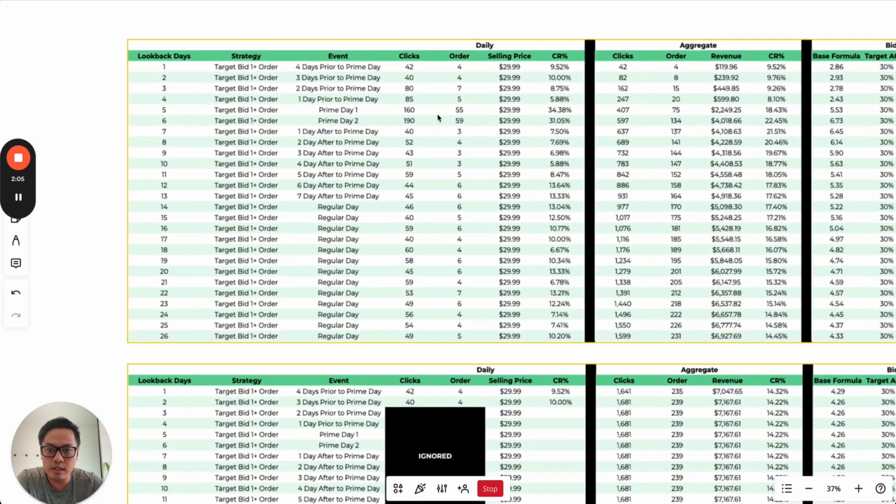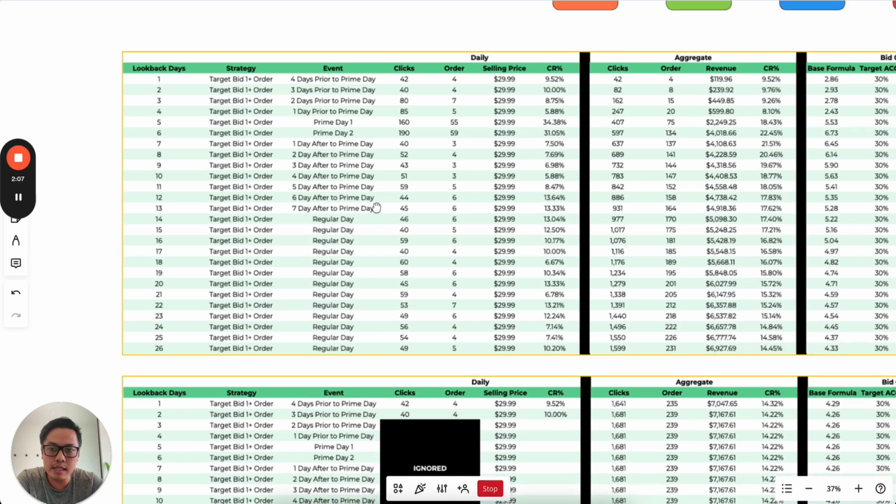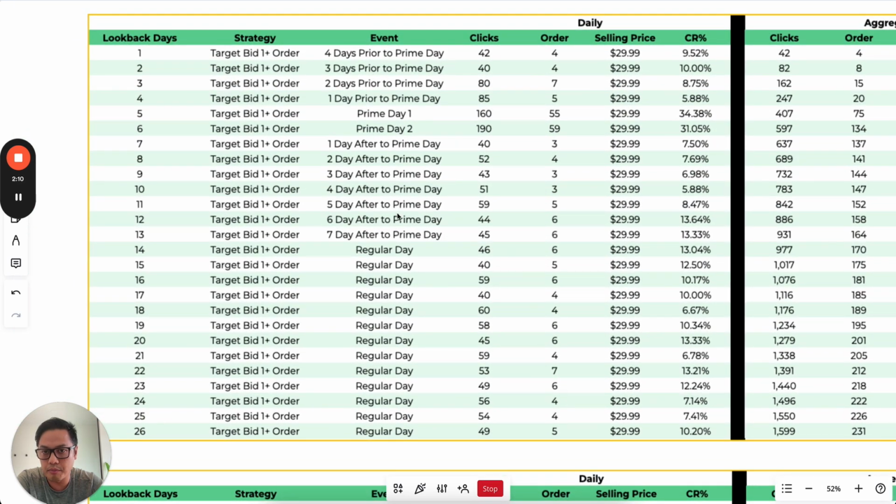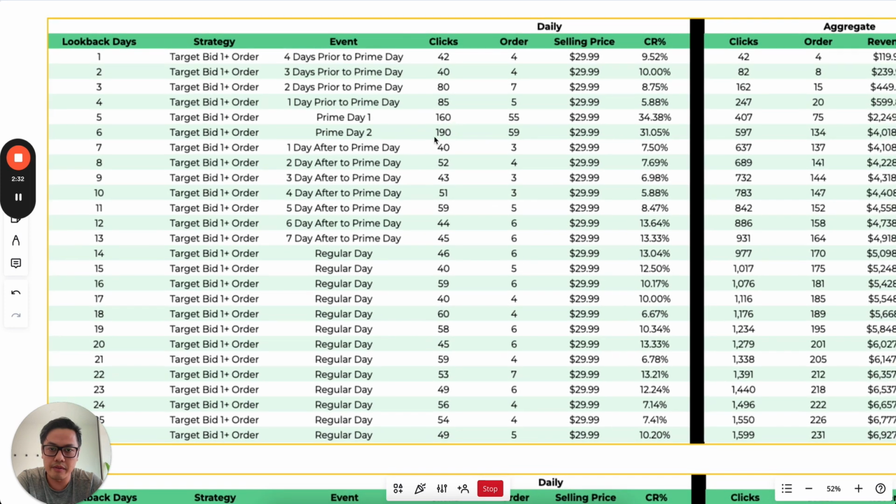So this first example here at the very top is just a theoretical example of Prime Day. So this is nothing new. You might have a target that's been running. You consistently get anywhere between, in this case, 40 to 55, 60 clicks on any normal regular day, non-Prime Day. And then on Prime Day, it blows up. You get significantly more clicks, but it also affects the days prior as well as the days after.